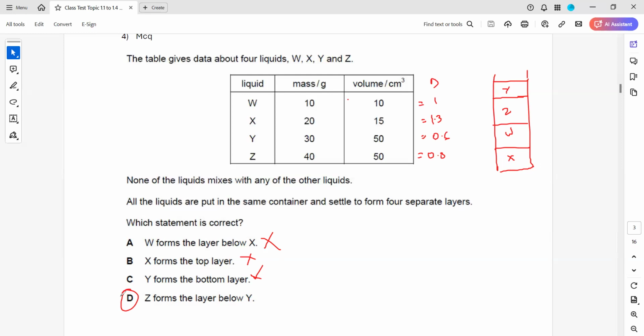Is it clear, Usman? Yes. Yes, any doubt, Hamid? No, sir, clear. Okay.